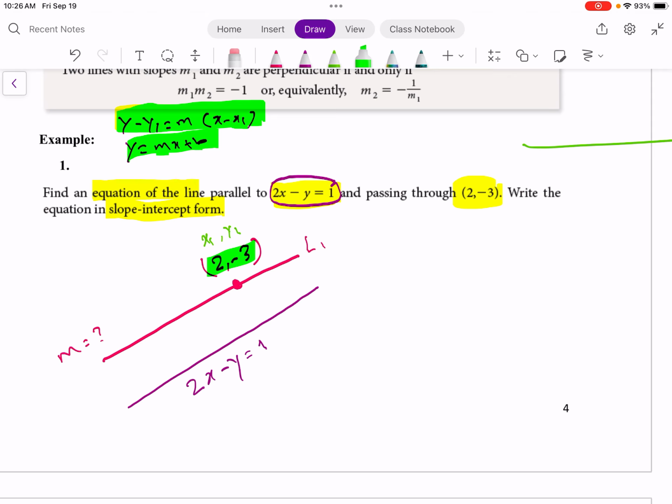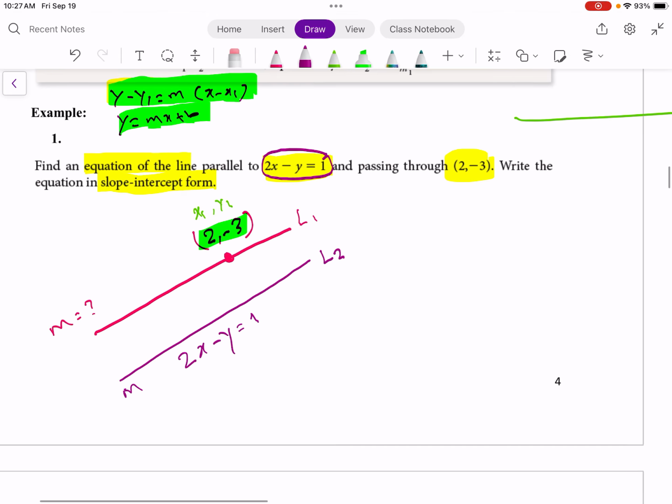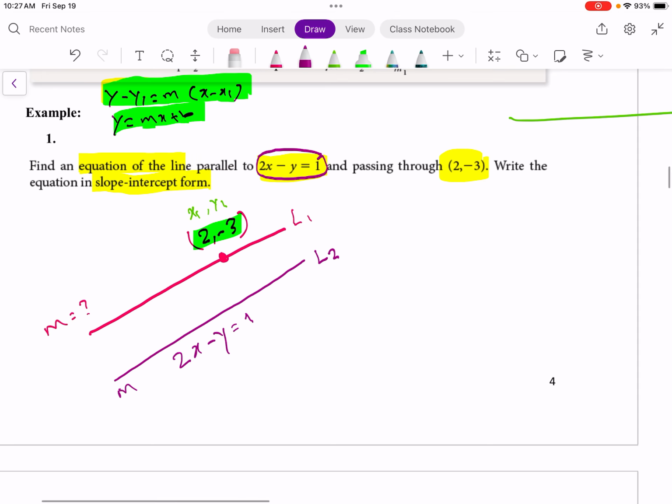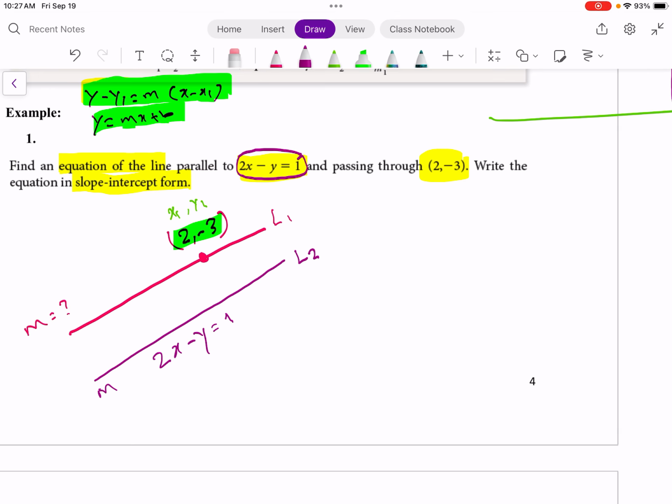Now our L1, the red line, is parallel to our next line, right? Now since these two are parallel, what do we know about their slope? The slopes are the same, right? So if we can find the slope of this line, let me call it L2, then it will be the same slope for our L1. Now let's go ahead and find the slope of our line L2. How do we find the slope of this line?